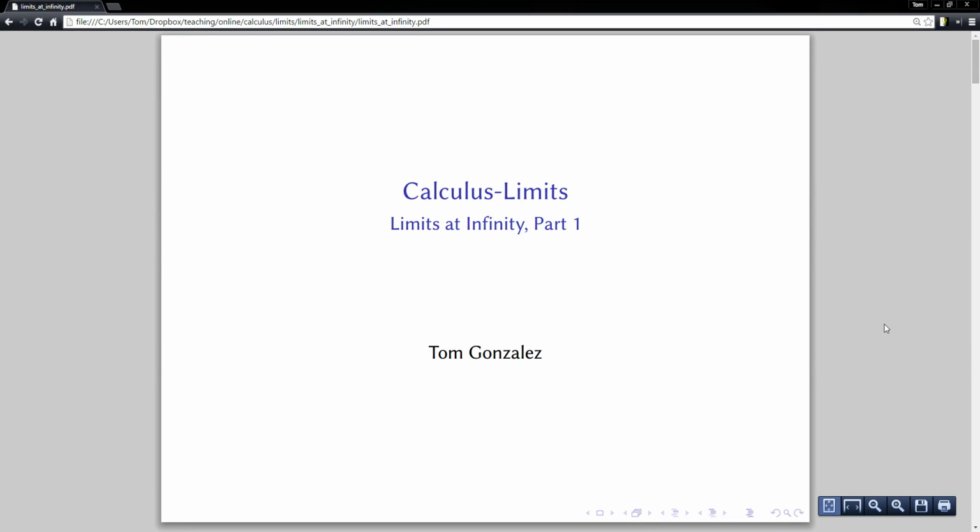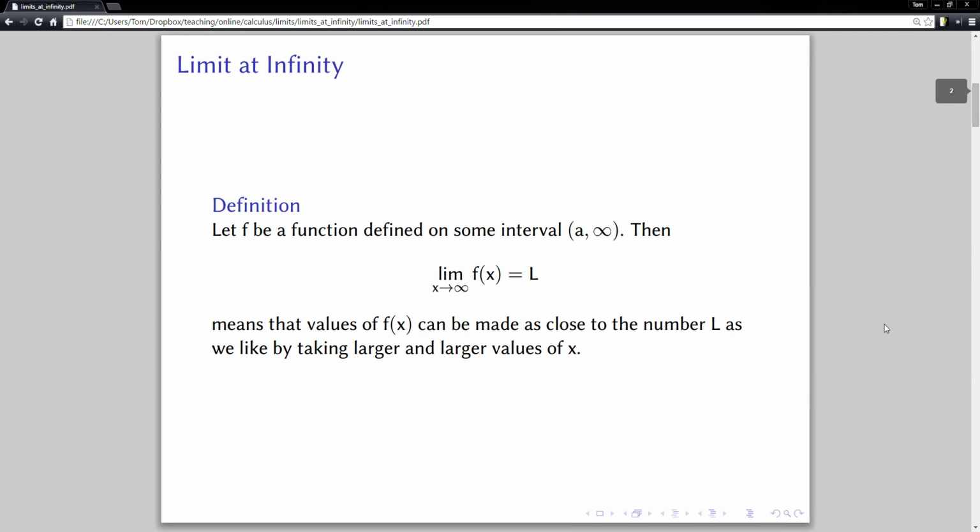In this video, we're going to talk about a different type of limit than we've been talking about before, and that is the limit at infinity and the limit at negative infinity. So first, let me give you the definition of the limit at infinity.